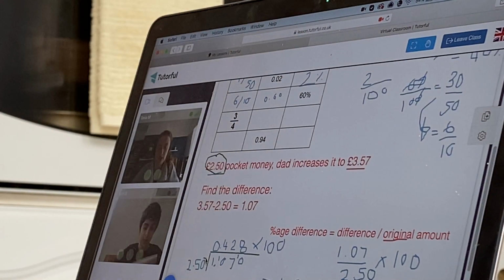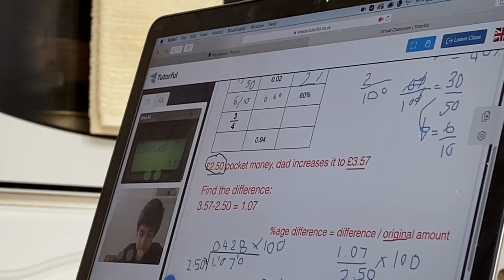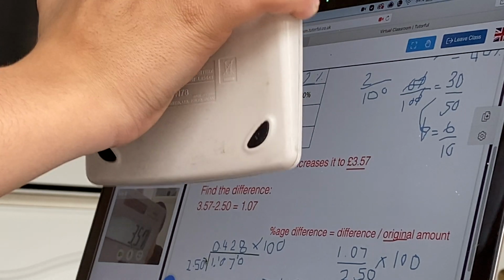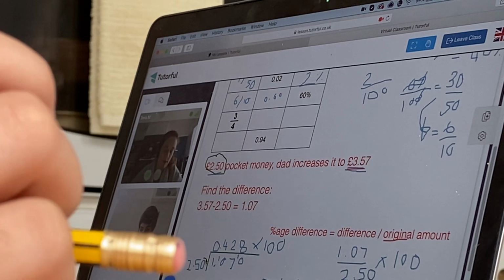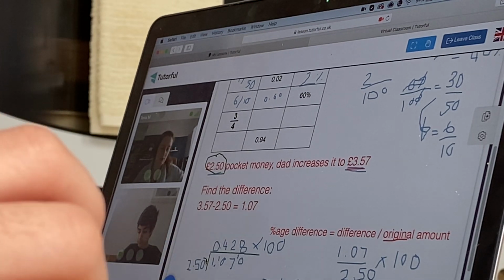The decimal point. So did you do 2.50, sorry, 2.50 times 1.428 equals? Yeah, I got that. And do you see that 357 is the amount that it increased to? Yeah, pocket money. So we know that that's correct. And that's how you do a decimal increase, by times-ing it by the original amount.